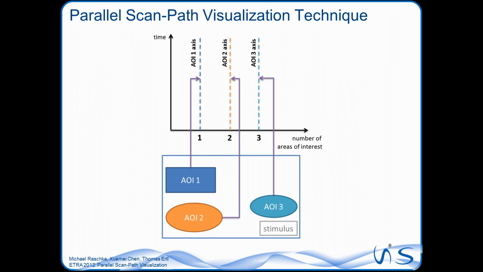And this technique works as follows. We define areas of interest in the stimulus, and these areas of interest are mapped to a vertical axis. The whole visualization looks a little bit like parallel coordinate systems. So we have the areas of interest on the vertical axis, and time is running from the bottom to the top. The layout here is arbitrary. We have chosen this layout here.